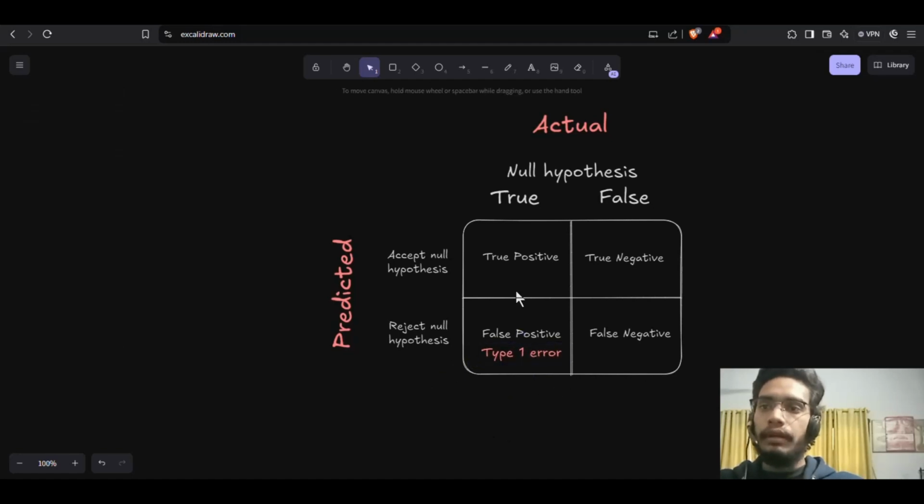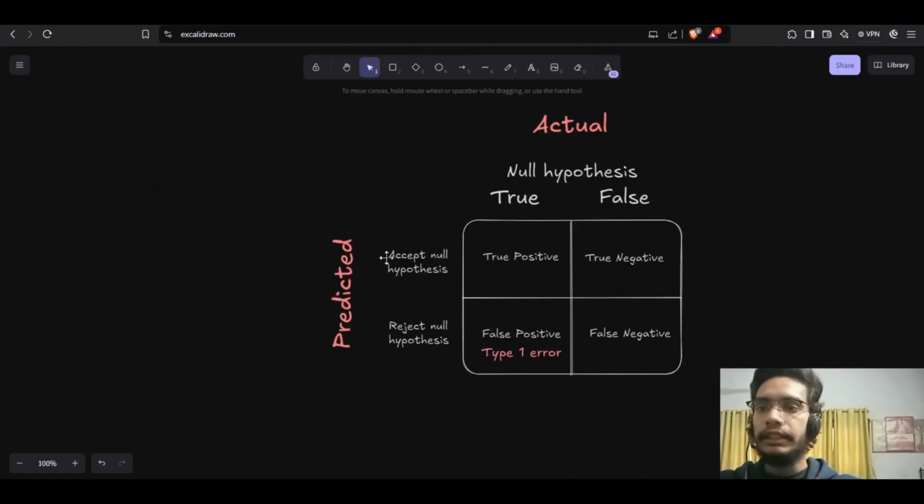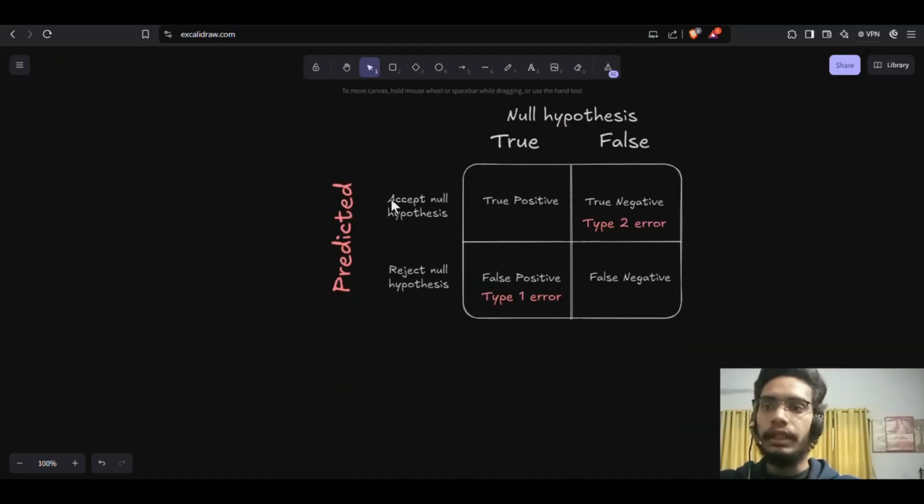And again, in outcome number four, we accept the null hypothesis, but in reality it is false. So here it is the type 2 error, right? So we have type 1 error here and type 2 error here. These two, where we accept the null hypothesis and it is true, or reject it and it is false, are the correct readings. But in these other two, we reject the null hypothesis and actually it is true, or we accept the null hypothesis and actually it is false. So these are the main things, right?